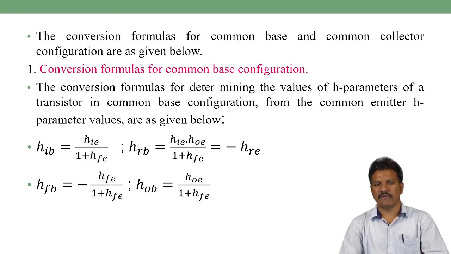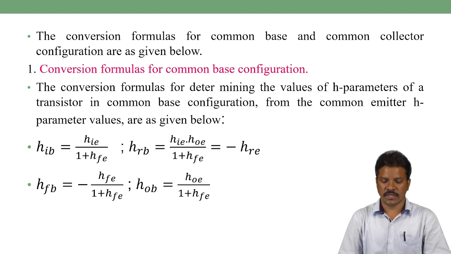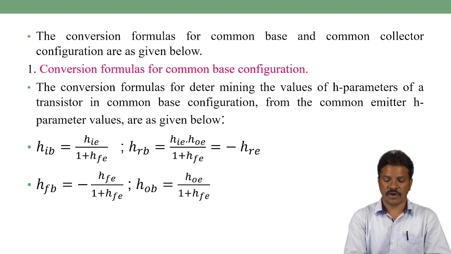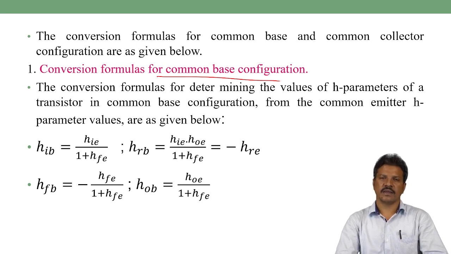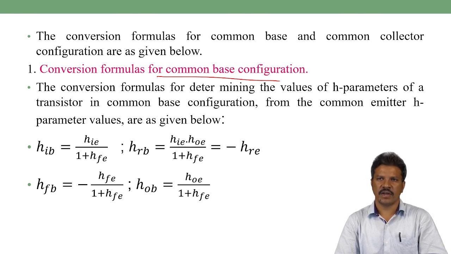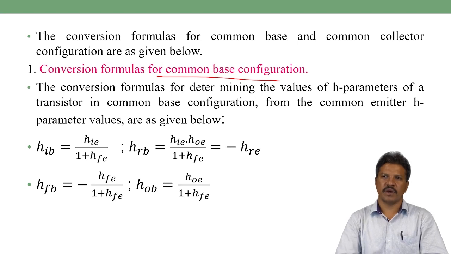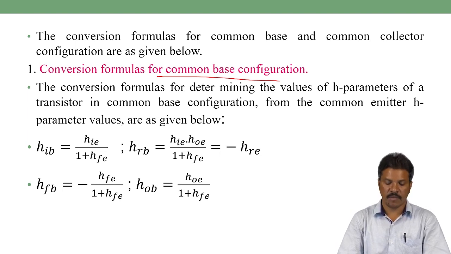So in order to convert the amplifier H parameters from one configuration to another configuration, these are the conversion formulas. First we will see the conversion formula for common base configuration, when the manufacturing company has given specification sheets for common emitter configuration. So the conversion formula for determining the values of H parameters of a transistor in common base configuration from common emitter H parameter values.